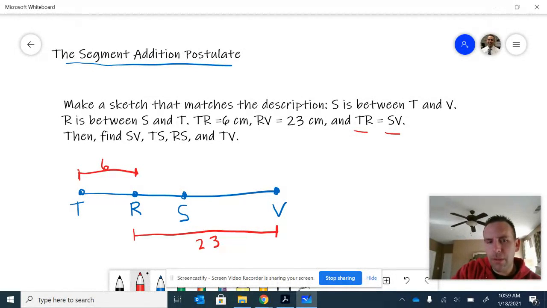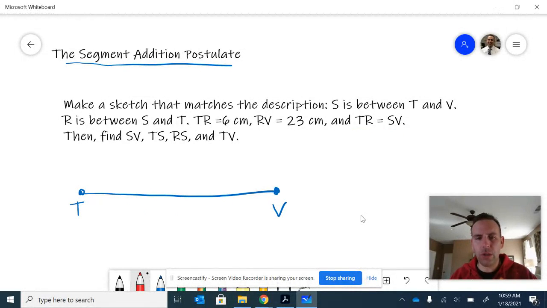Now you can notice in my drawing, the segment TR and the segment SV do not look at all to be the same length. So you can do one of two things. One, you can just be okay with it and say, okay, my drawing is not to scale, and I'm okay with that. If you find it troubling, you might say, well, maybe I need to restart and make this drawing so that TR and SV actually look the same. So you do what you think works best for you.